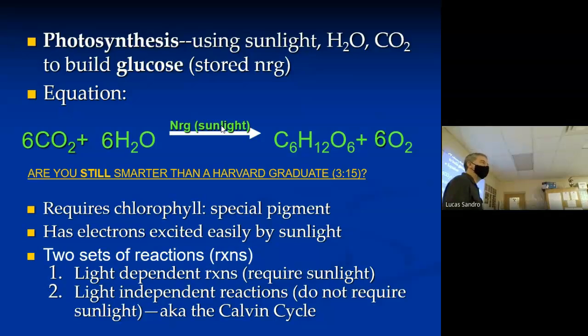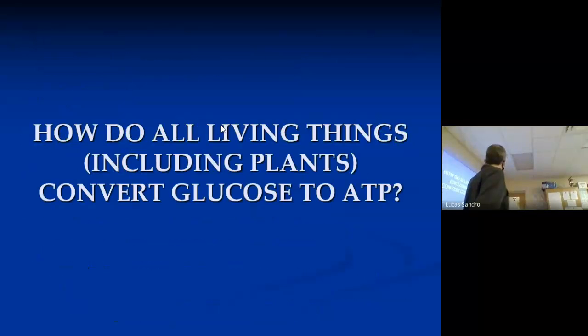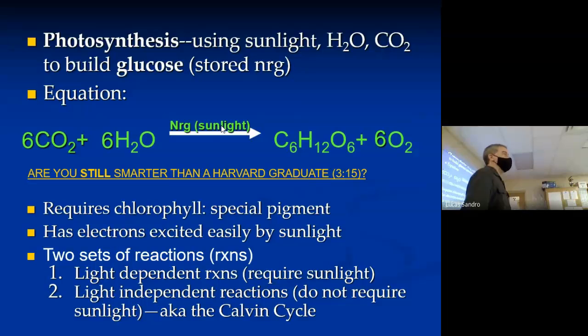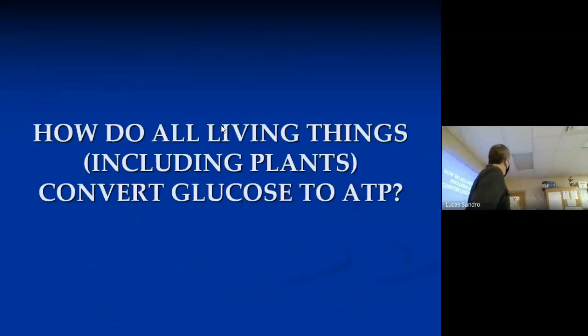Questions? Tomorrow, we will answer the second question, which is, how does everybody actually get ATP out of their glucose? We said ATP is kind of the big deal. It's the energy molecule, the cash that you can spend. Well, plants build glucose for everybody to have, but everybody, including plants, have to use that glucose to make ATP.